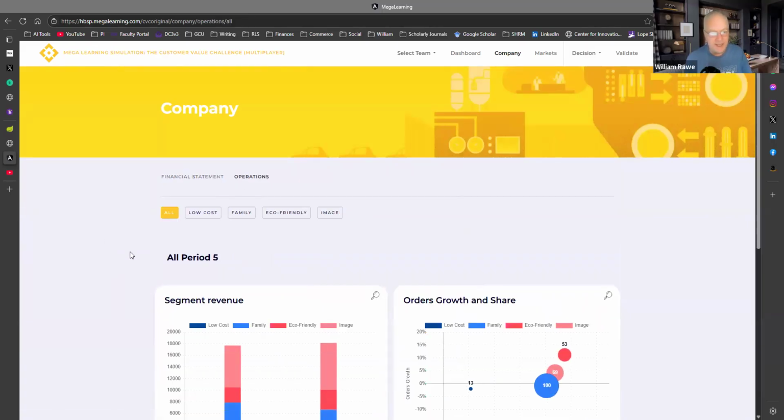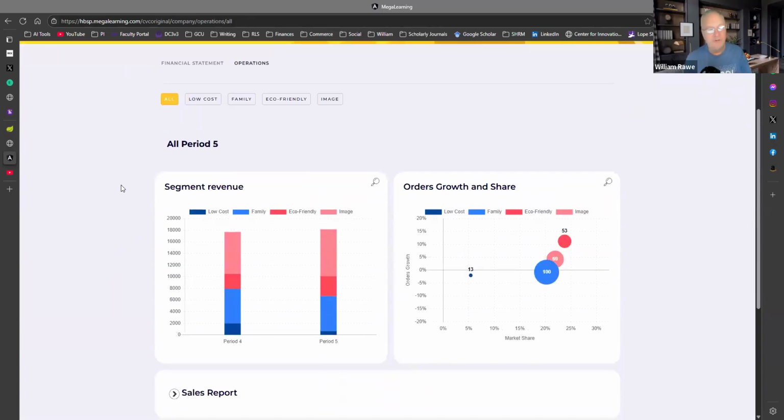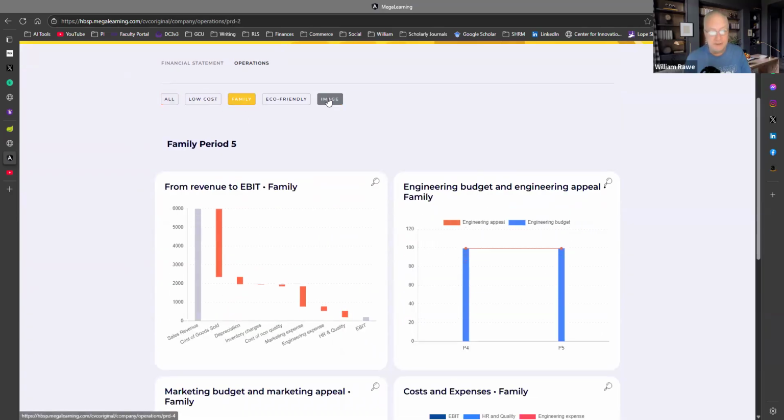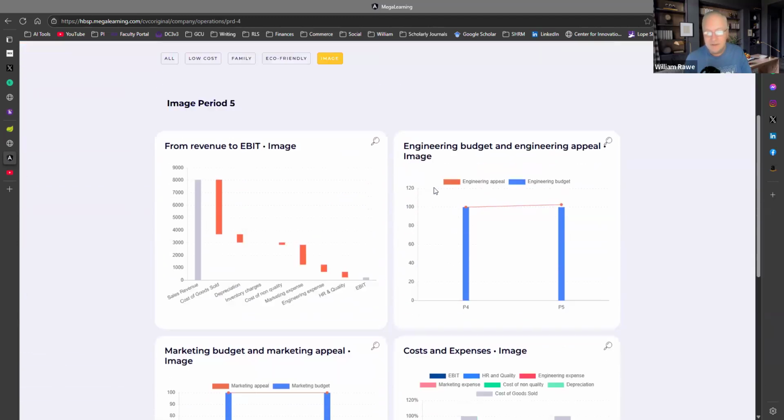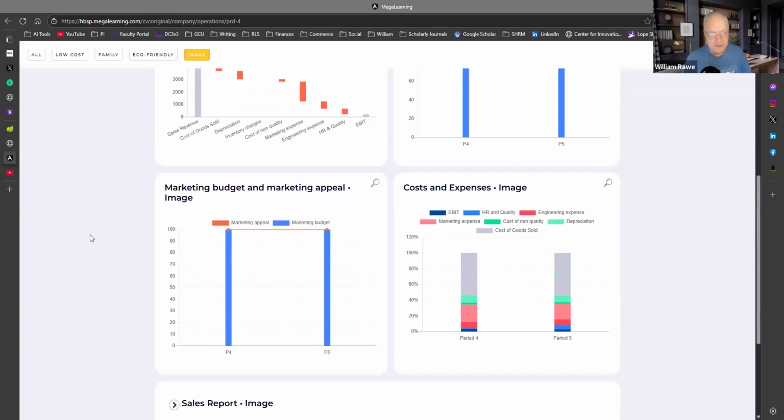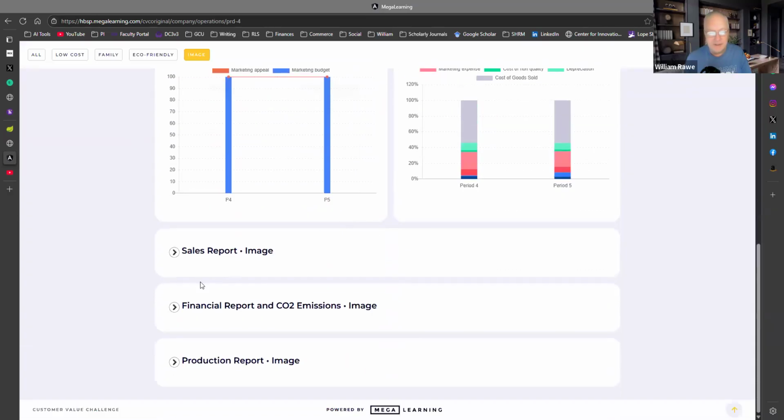On the operations tab, this is an overview of operations. And you see you can do this one by business unit. So let's say I want to look at image. My engineering budget increased. You can see where my expenses were, marketing. Down here, we have more reports.